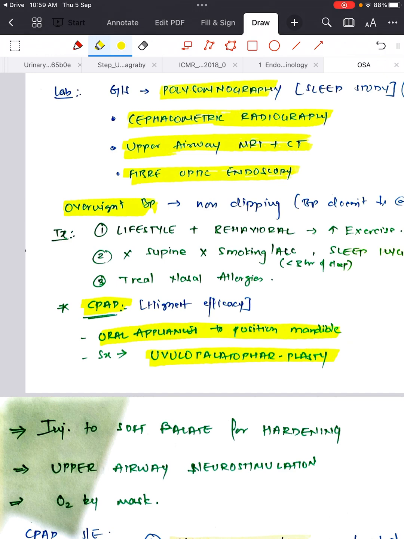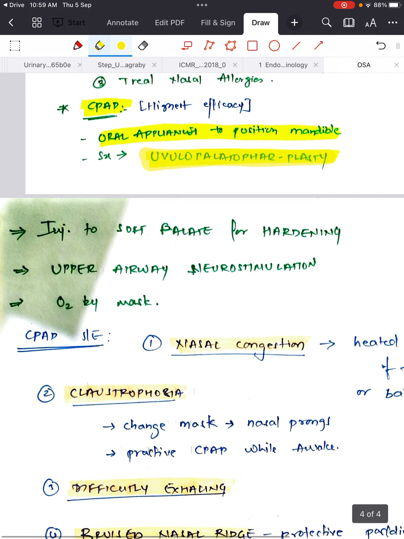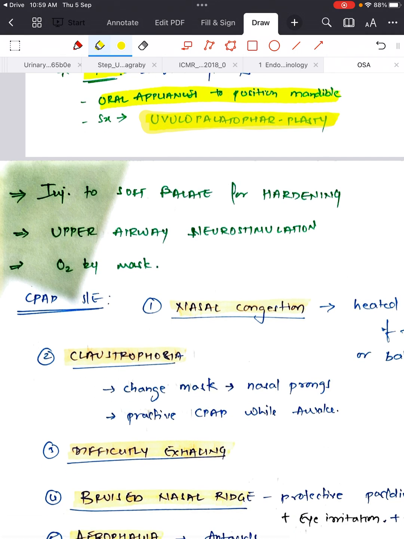Surgery, you can go for uvulopalatopharyngoplasty. Other than that, the newer advances are injection into the soft palate to harden it. They will be injecting the soft palate to make it harden. Upper airway neurostimulation is one of the advanced techniques. Also, oxygen by mask for support.